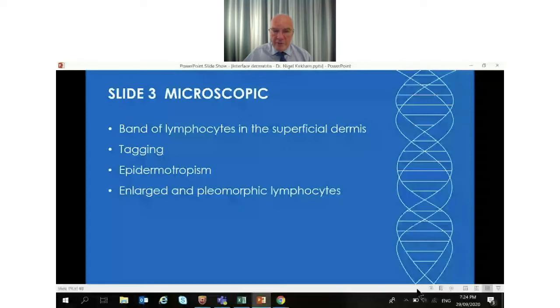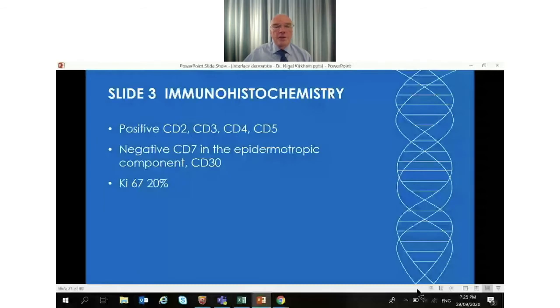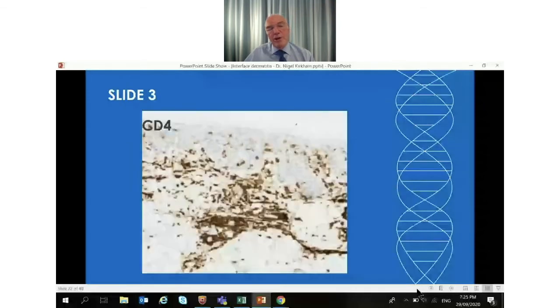Features here were the superficial infiltrate tagging to the basal layer, epidermotropism, and enlarged and pleomorphic lymphocytes with that appearance. We did some immunohistochemistry, and the large lymphocytes were positive with CD2, 3, 4, and 5, but negative for CD7, and negative for CD30, and I haven't said that, but essentially negative for CD8, and the proliferative index was around about 20%.